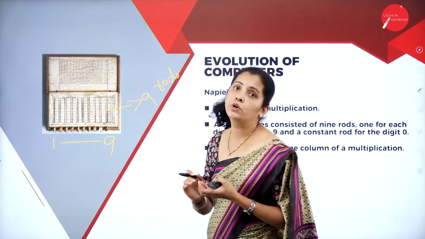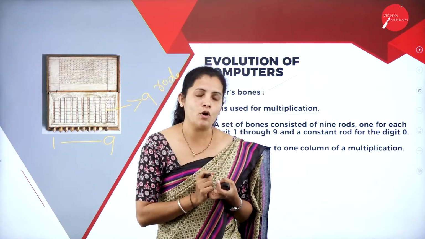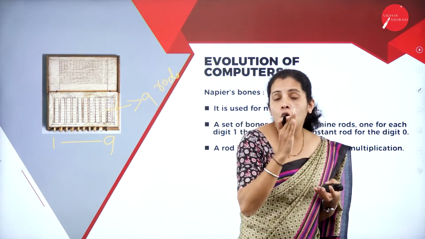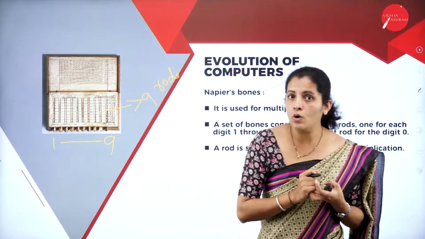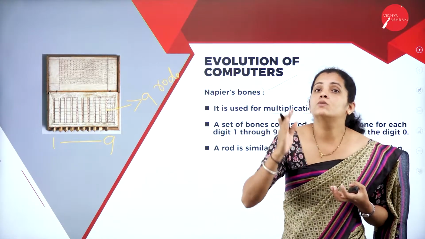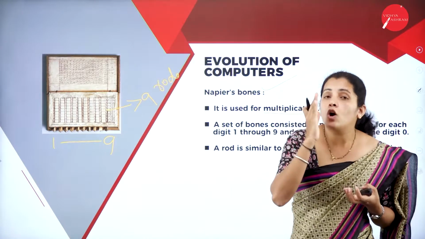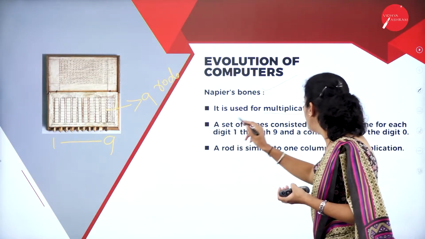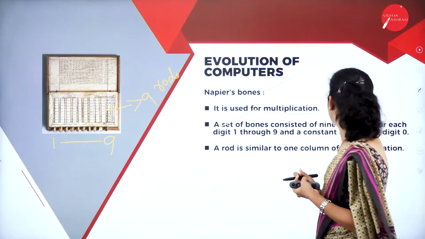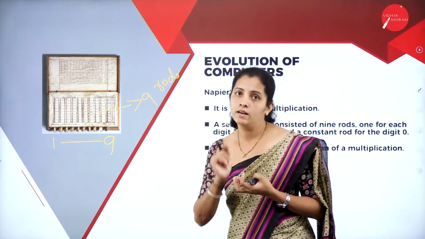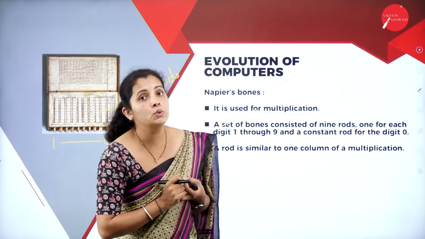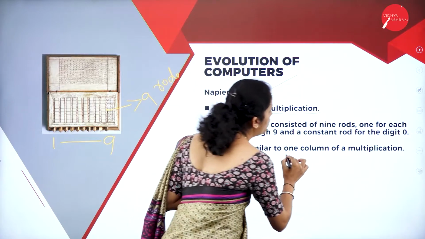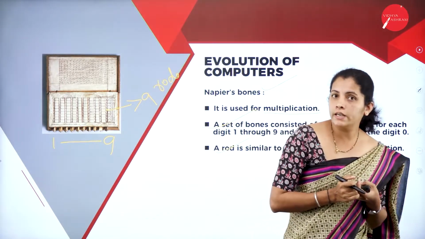Along with that, we are going to have one constant rod. Here the constant rod is mainly used to represent the constant digit, that is 0. And each rod is going to represent a column of the multiplication table. So it is a set of bones, and it consists of 9 rods along with that one constant rod, which is mainly used to represent 0. And a rod is similar to one column of the multiplication table.